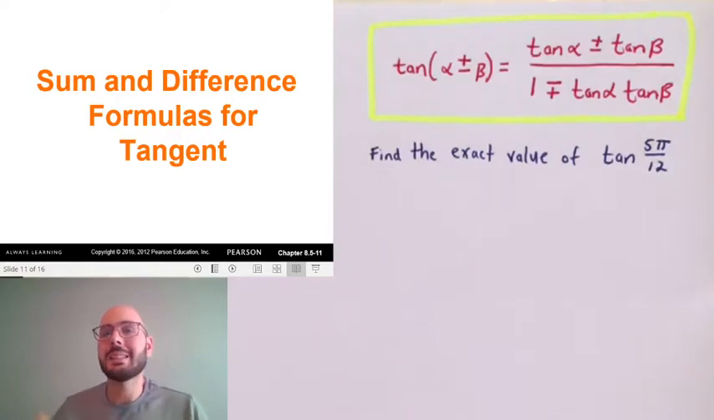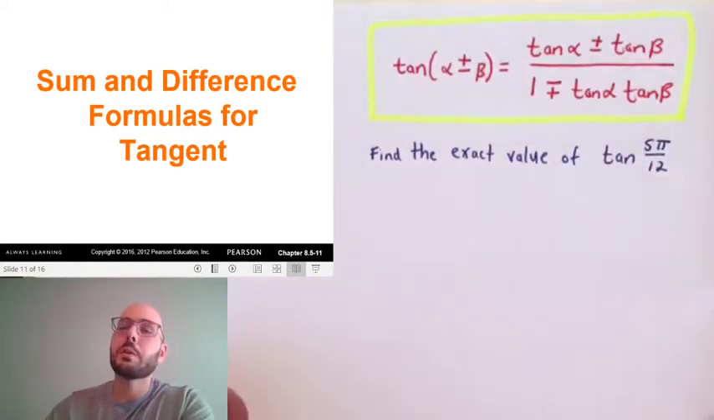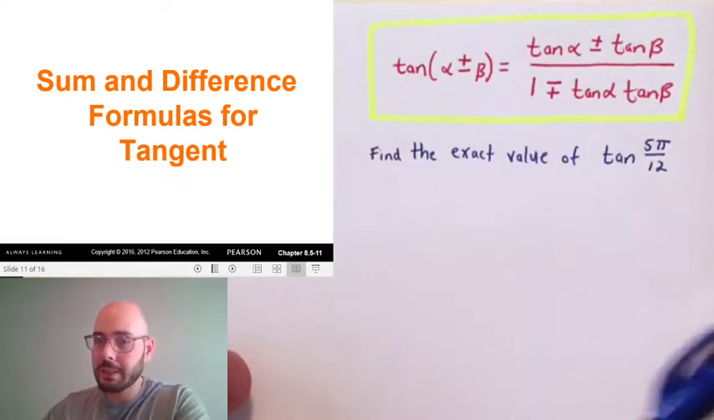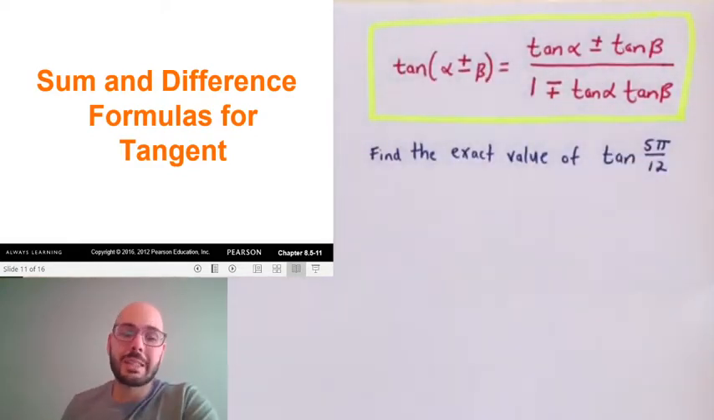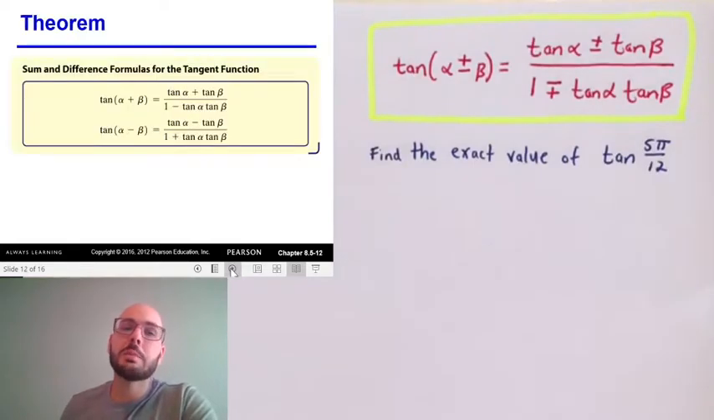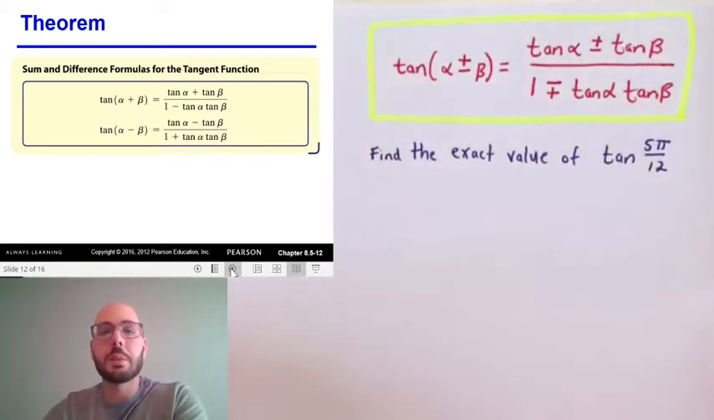Welcome back. This is part 2 of section 8.5 where we were talking about sum and difference formulas, and we're going to finish up by talking about the sum and difference formulas for tangent. So we separated this because it looks different from sine and cosine, and it's also visibly more complicated. So we're kind of doing these problems separately for that reason.